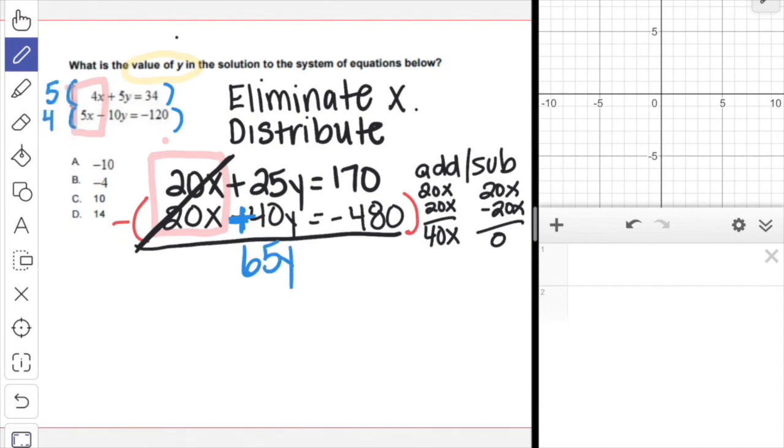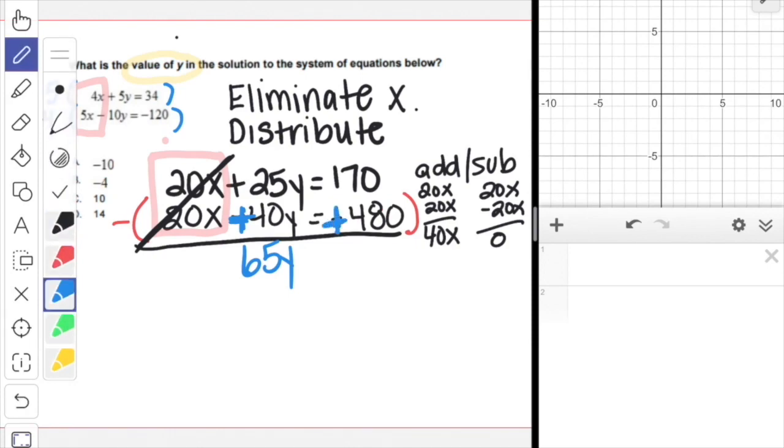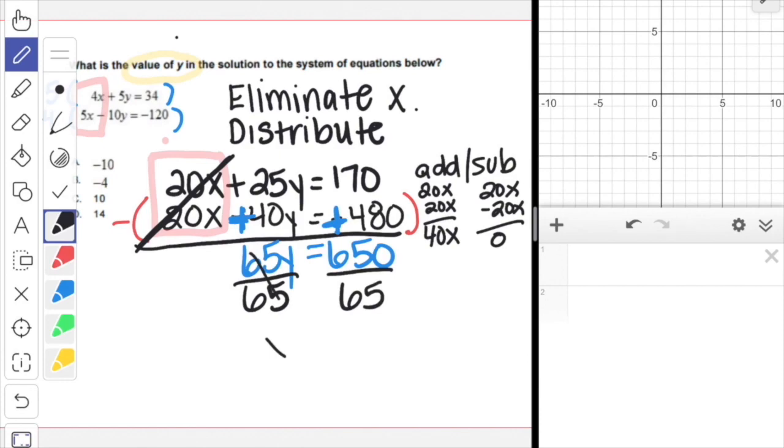All right, and now we are going to do 170 minus negative 140. So minus negative 140, again, is going to change this to plus. And I have 170 plus 480, and that's going to give me 650. So we have solved for y here. And we're going to finish that by dividing by 65. So you should get that y is equal to 10.